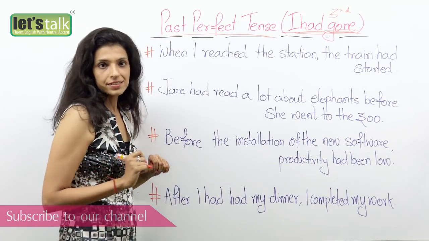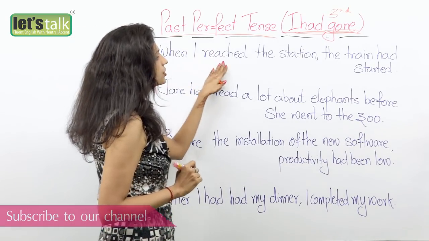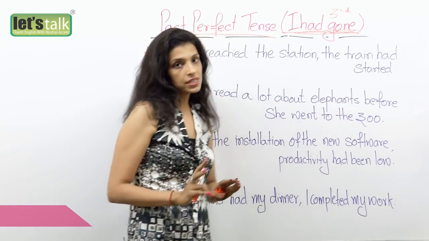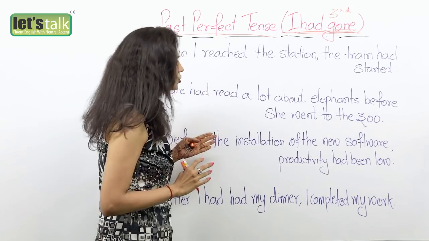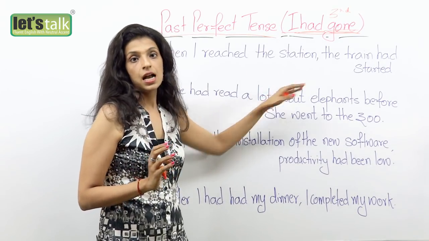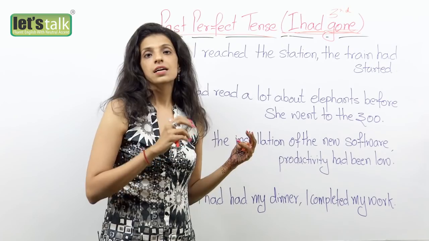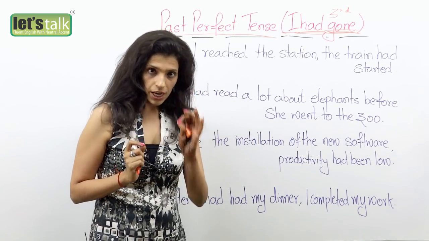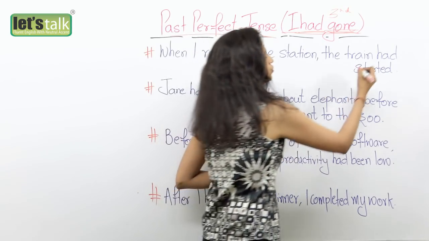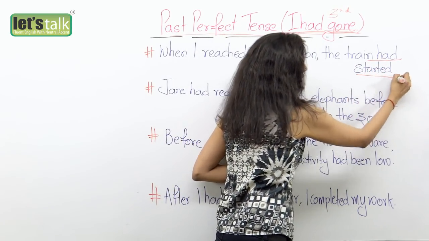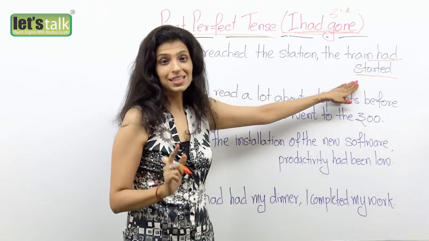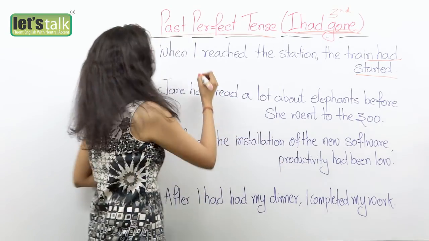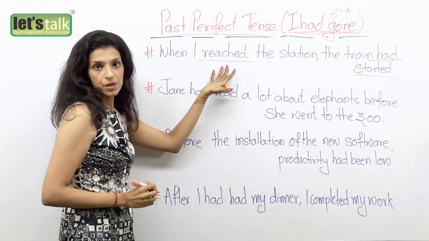Now if I make a sentence saying, when I reached the station, the train had started. Now there are two things that are happening: reaching the station and the train started. But one action happened first, then another action happened. So when you want to say which action happened first, you use the past perfect tense, because this happened first and after this there was another action. Use a simple past tense.